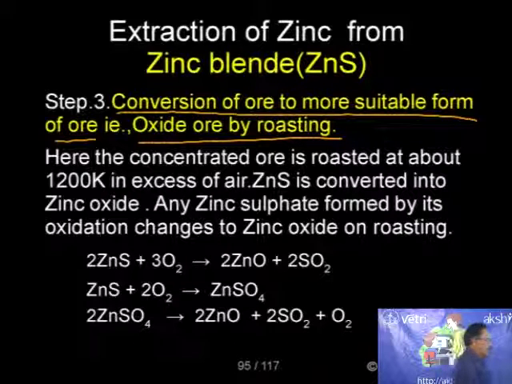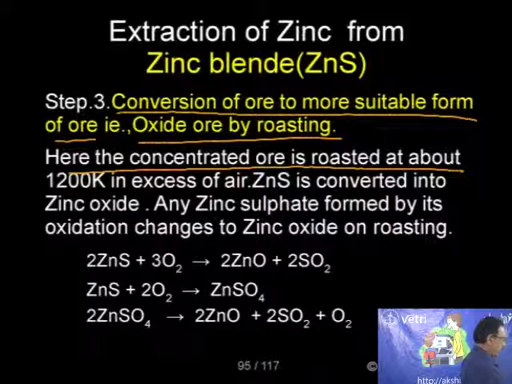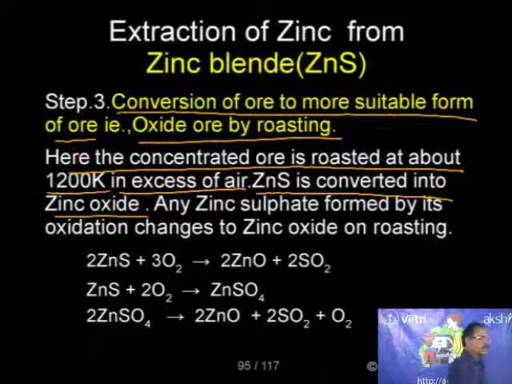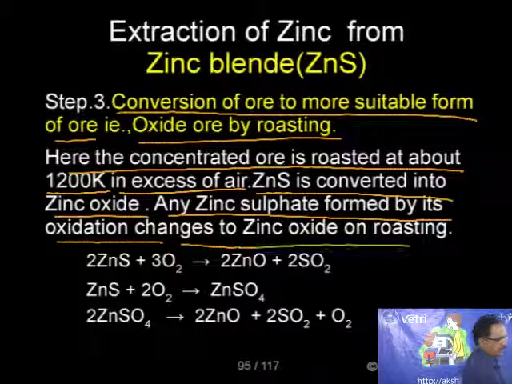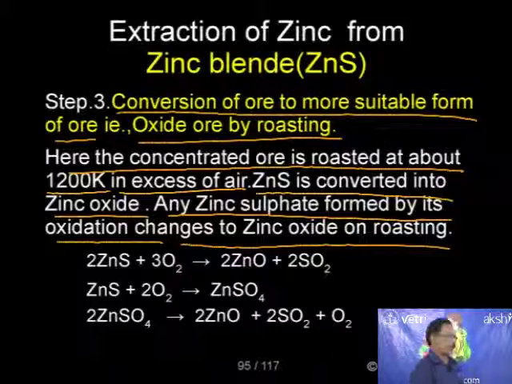Here, the concentrated ore is roasted at about 1200 Kelvin, a very high temperature, in excess of air. This is called roasting. What will happen now when we are heating with oxygen? The zinc sulfide is converted into zinc oxide. Sometimes, along with the zinc oxide, some zinc sulfate may also be formed. Any zinc sulfate that is formed by oxidation changes to zinc oxide again on roasting. Directly forming zinc oxide is fine, no problem, but even if a little zinc sulfate is formed, on heating with air it is again converted into the corresponding zinc oxide.